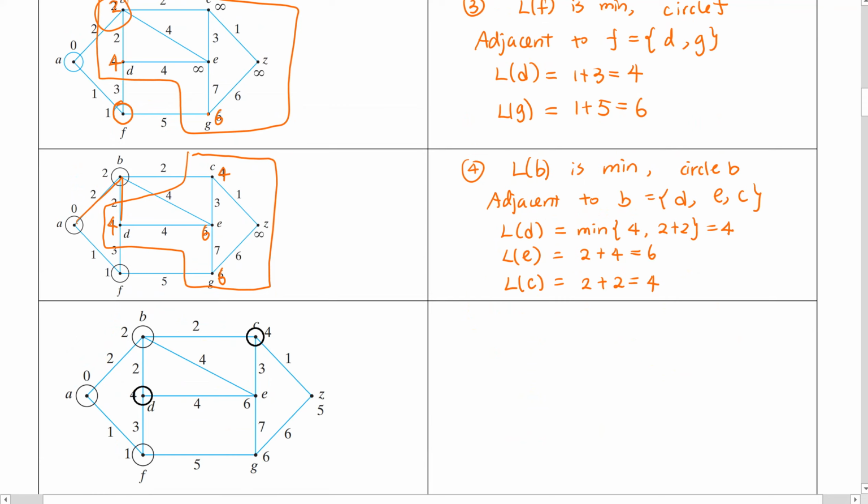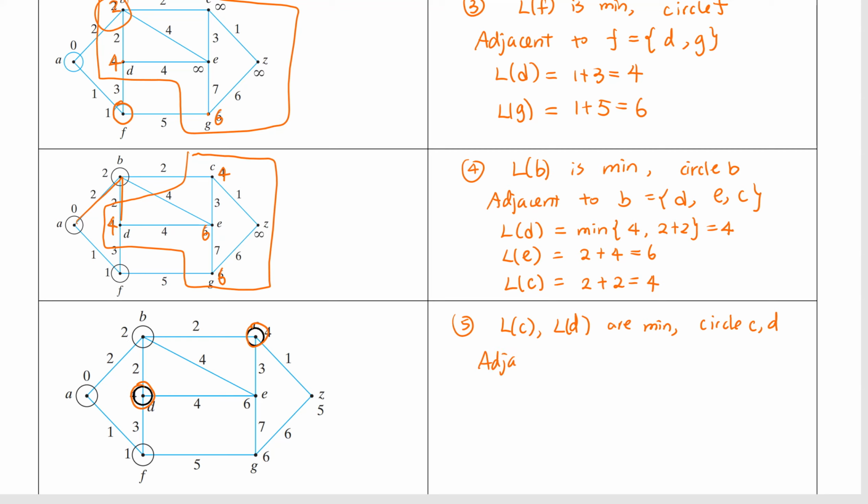Okay, so here, step 5, LC and LB are minimum. We circle them. Okay, I mean LD. Now circle them, and then let's look at C. Adjacent to C, we don't count B because we already circled B, so E and Z.